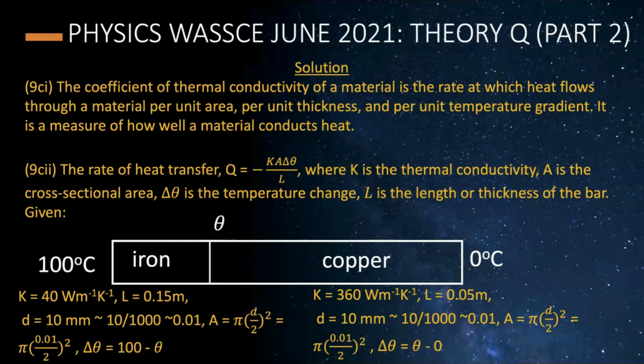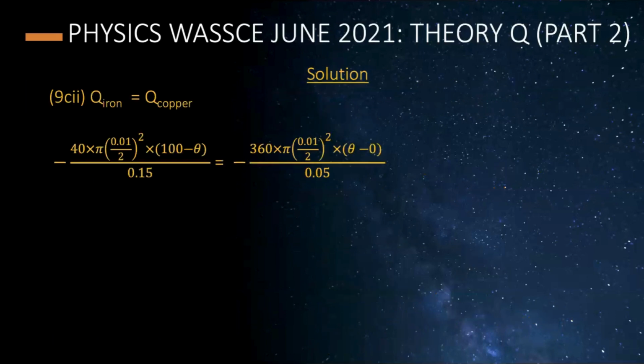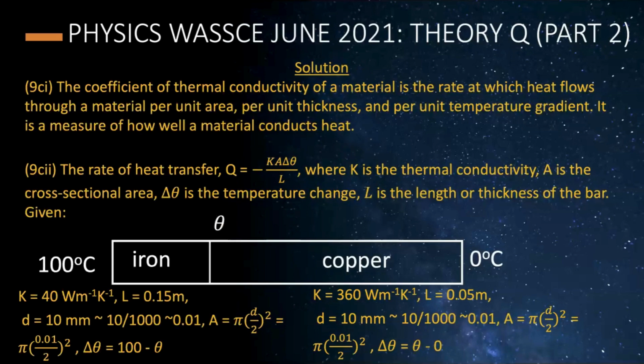Sometimes it doesn't really affect your result, but it's just good practice to keep it. So if you now substitute your values for that of iron and that of copper, this is what you get. You can go back and just look at what the area is for each one, and substitute them into that equation for Q: the theta, the change in theta, and the L, which is your thickness, for each of them.